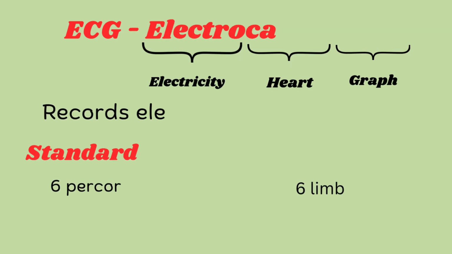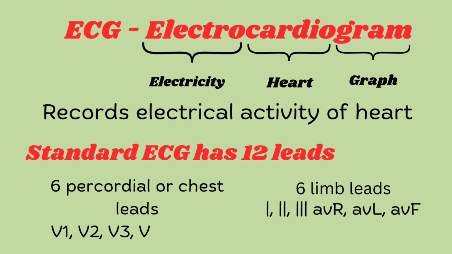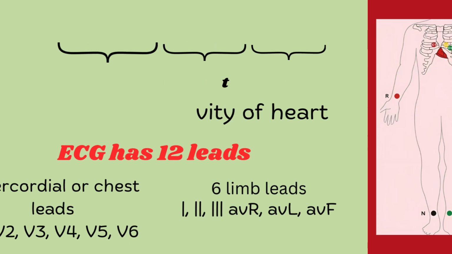ECG is the electrocardiogram, where electro means electricity, cardio means heart, and gram means graph. ECG is a device that records the electrical activity of the heart. A standard ECG has 12 leads: 6 precordial or chest leads, V1 to V6, and 6 limb leads: Lead 1, 2, 3, augmented vector right, left and foot.